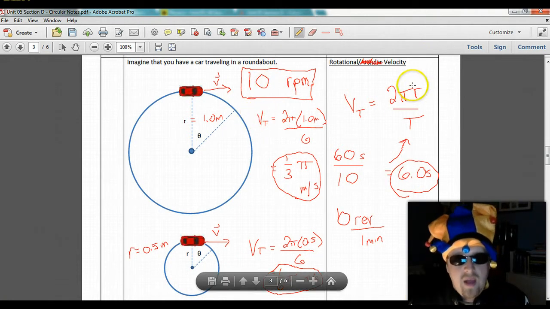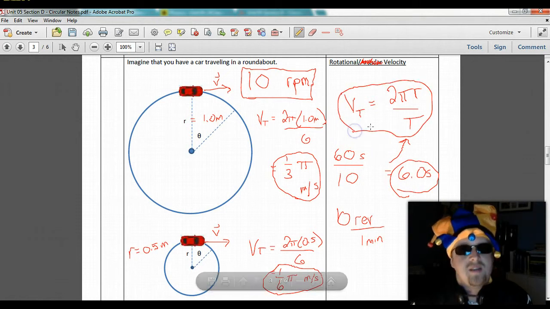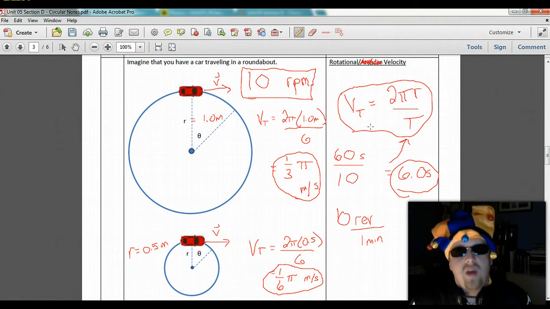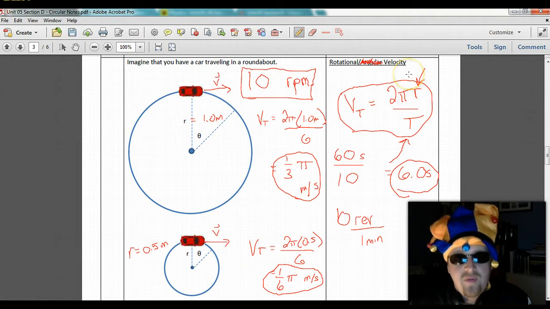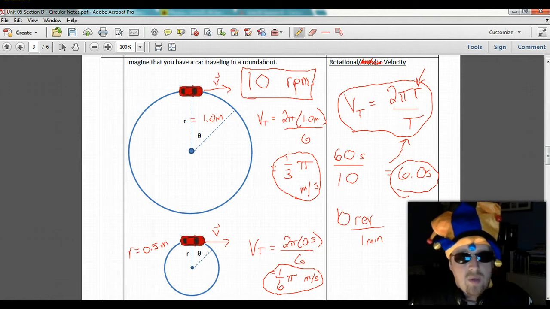The tangential velocity, this equation here, also tells us another way of describing how fast the car is going. But this is radius dependent, and the different size of radius will make a difference in how fast the car is traveling. So you have really two velocities in circular motion: a rotational velocity, telling us how fast a car will complete a revolution, and this tangential velocity, which tells us how fast the car is traveling along its path. These are two very important distinctions to make.